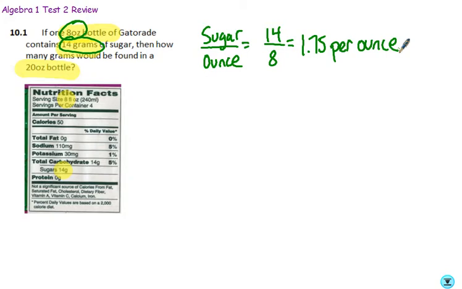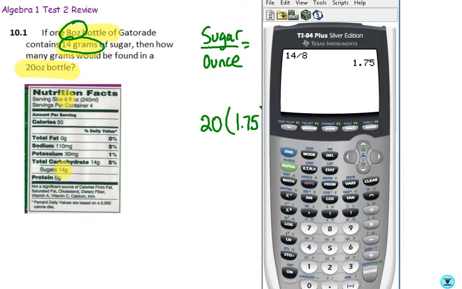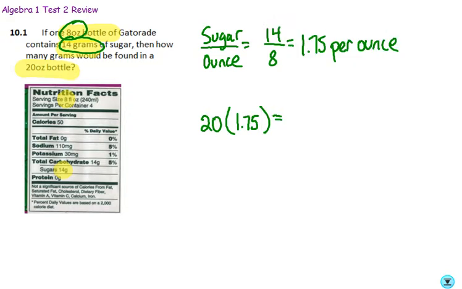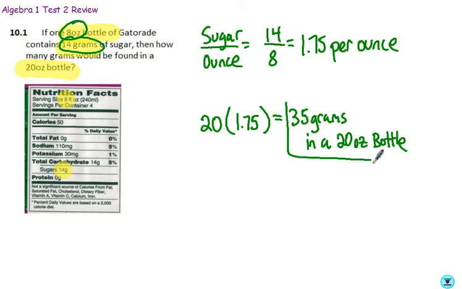Well, we just need to multiply the two. So a 20-ounce bottle times the 1.75, 20 times 1.75, and you get 35. So if there's 14 grams in an 8-ounce, that means that there's 35 grams for the 20-ounce bottle. Now that's one way you could solve it. We figured out what the unit rate was as far as sugar per ounce.